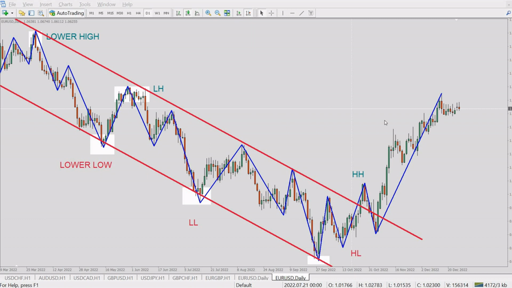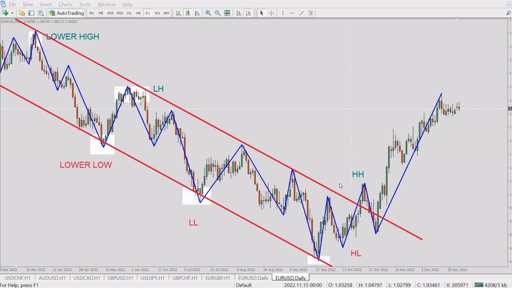Now, as we can see, at some point we had the lowest low, the last lowest low that the price created was right here. And the next low that the price made was a little higher than the previous low. And also, the next high that the price made was a little higher than the previous high within the downtrend price channel. And this is an indication that the trend will change and now the price will continue to rise, which obviously it did.